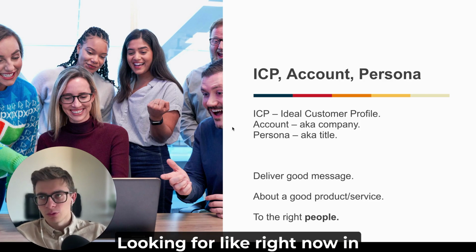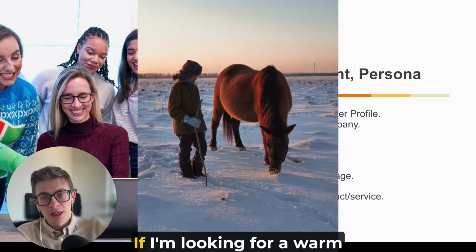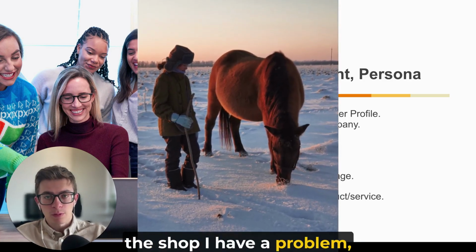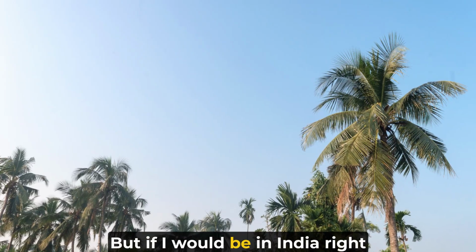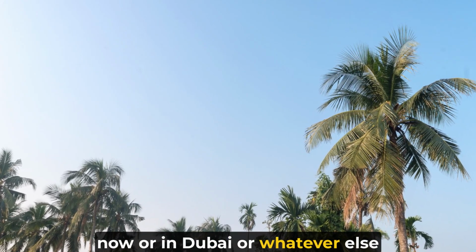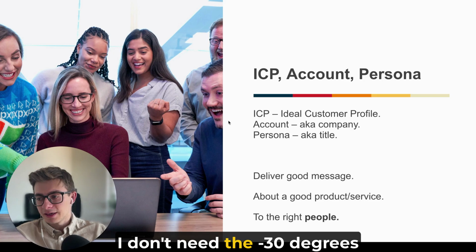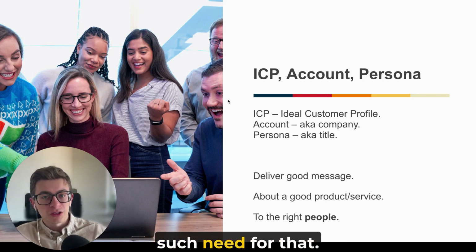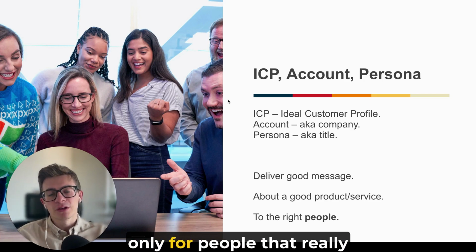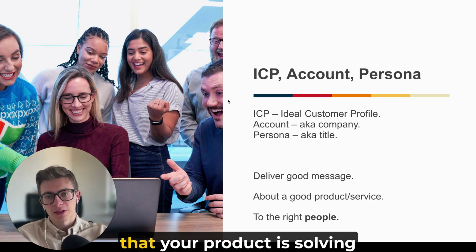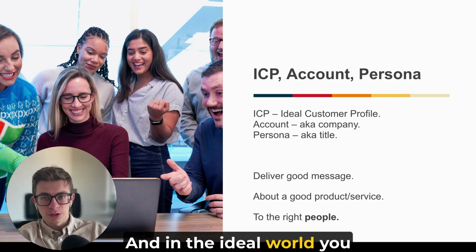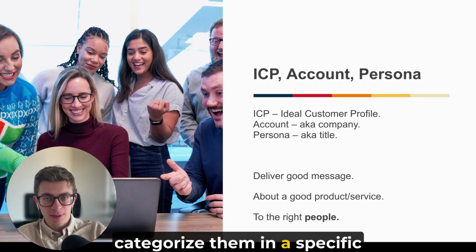For example, right now in Sweden it's starting to get cold. If I'm looking for warm clothes, then I'm going to the shop. I have a problem, I need warm clothes. But if I were in India right now or in Dubai or wherever else, I don't need the minus 30 degrees coat, because there's no such need for that. So you're going to be selling only to people that really need your product, that your product is solving problems for. And in the ideal world, you categorize them in a specific category.